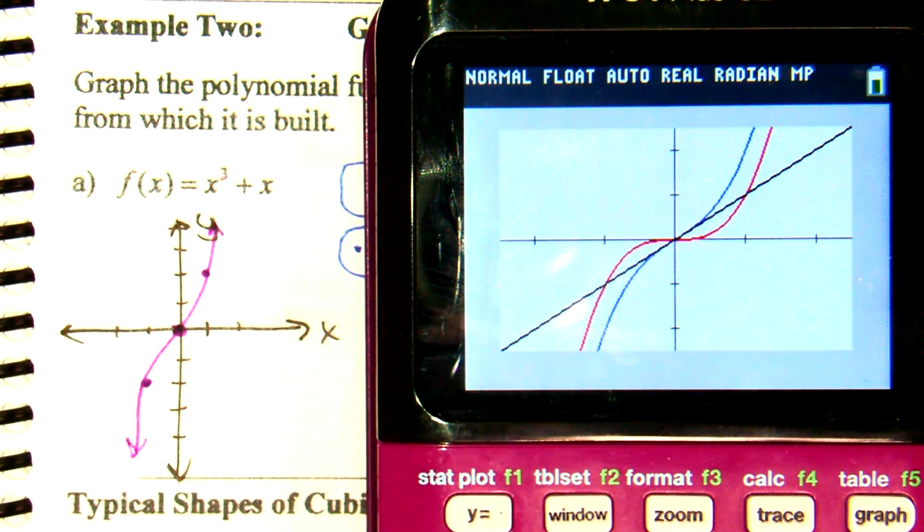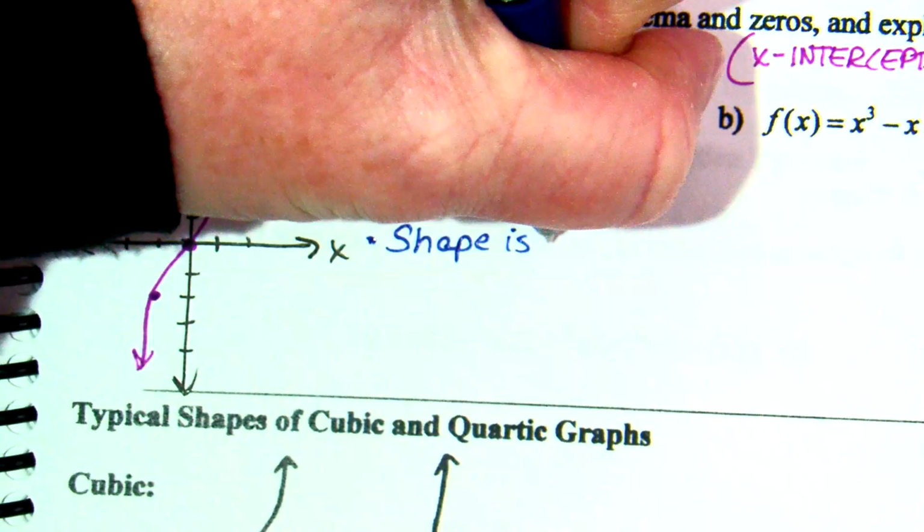And that's the gist of what I'm going to write here in the notes: the shape is much like y equals x cubed. So shape is much like y equals x to the third. And then I'm also going to say near the origin, so near the center there, the shape resembles y equals x.